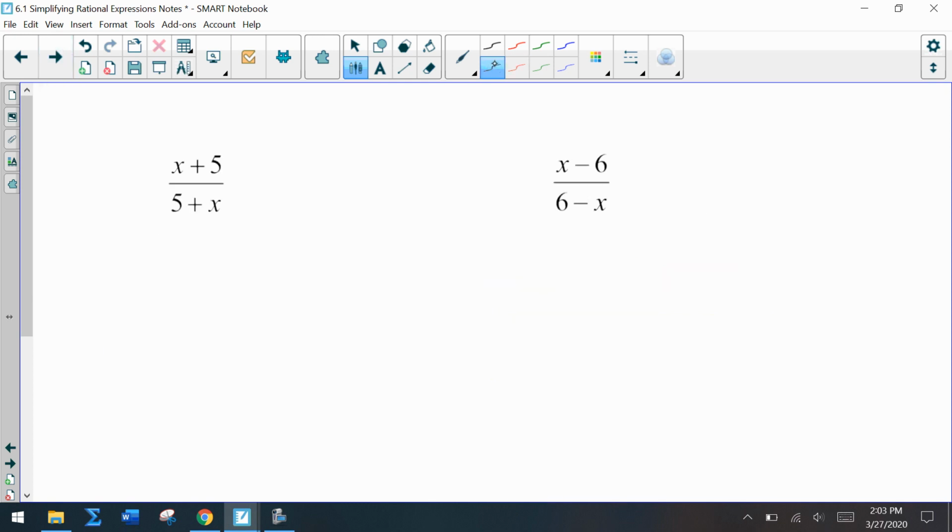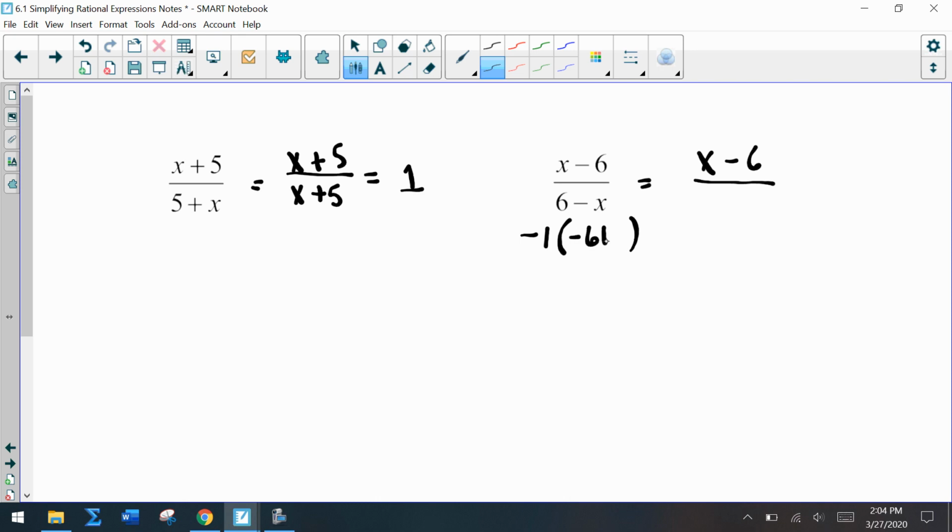Okay, this next one. We have x plus 5 over 5 plus x. Remember, addition is commutative, so anything divided by itself is 1. Subtraction is not commutative. So when we're looking at this, notice that we have x minus 6. If we wanted to get another x minus 6 in the denominator, what if we factored out a negative 1? And then we switch those around.